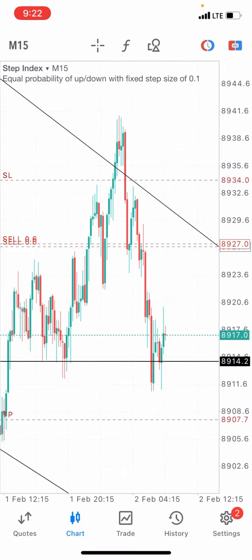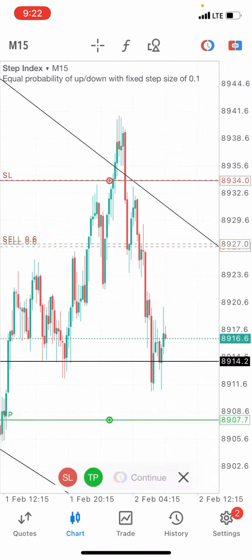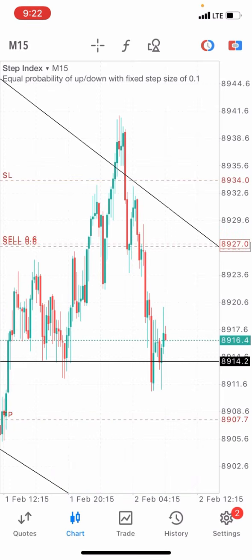Okay, so it's very important to go to the higher time frame to analyze the market. It's very important to analyze the market on a higher time frame, like the daily time frame, the 4 hours time frame. If you're a day trader, you should stick to those.